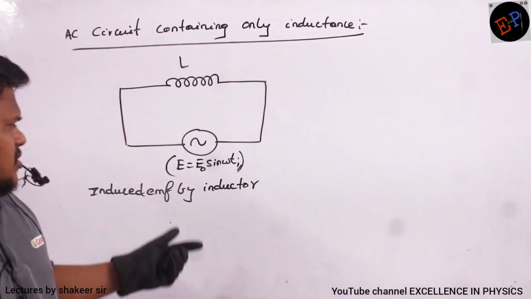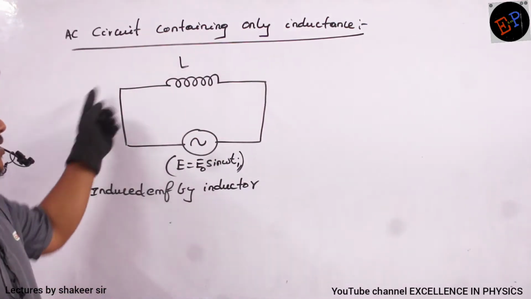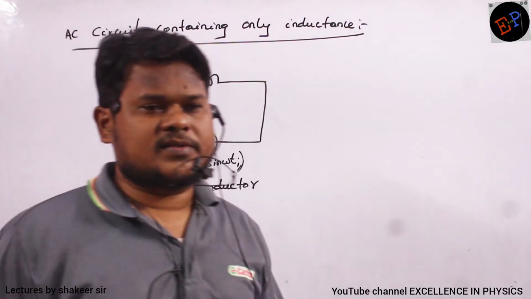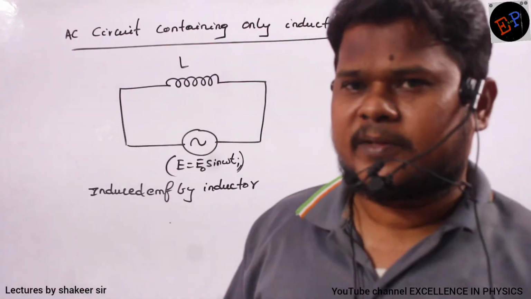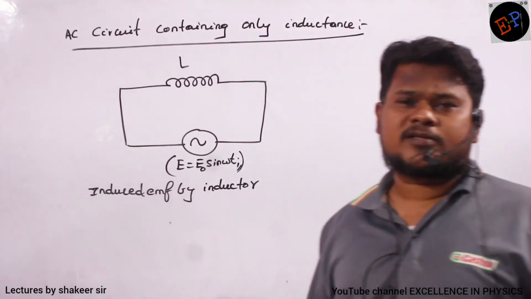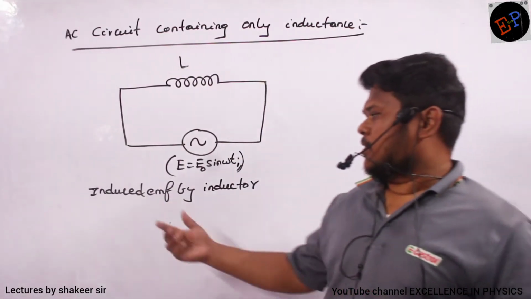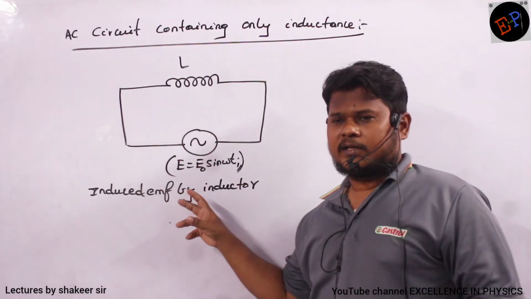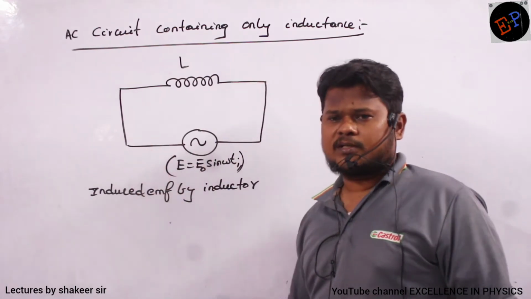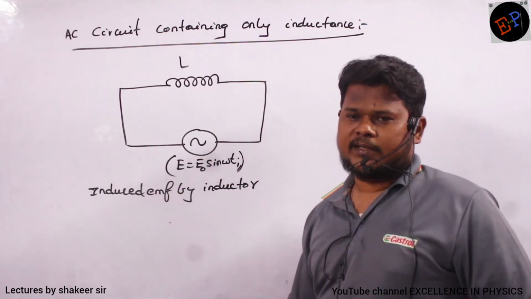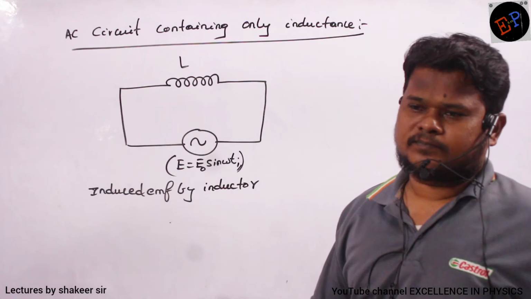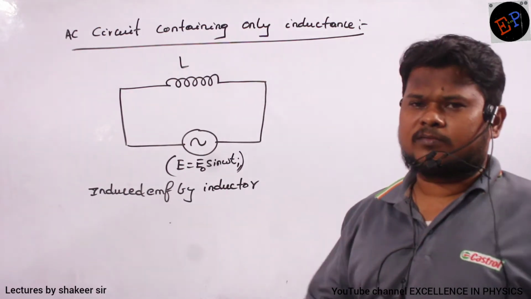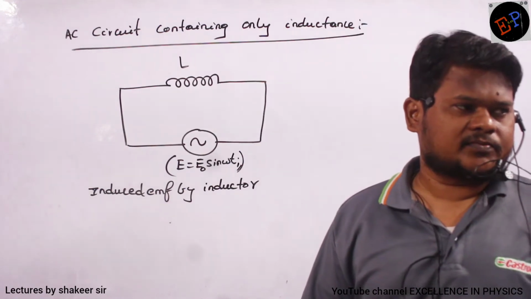If I supply this source of EMF, this inductor also will supply a back EMF. What is the reason? Yesterday only we studied in electromagnetic induction. Inductor also will induce an EMF. We are supplying an EMF. Inductor also induces an EMF. Why? What it doesn't want to increase? Current. Very good. That is Lenz's law. Are you able to understand?